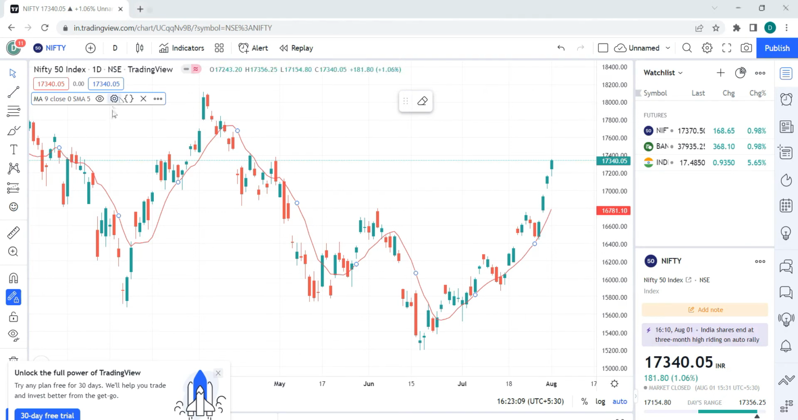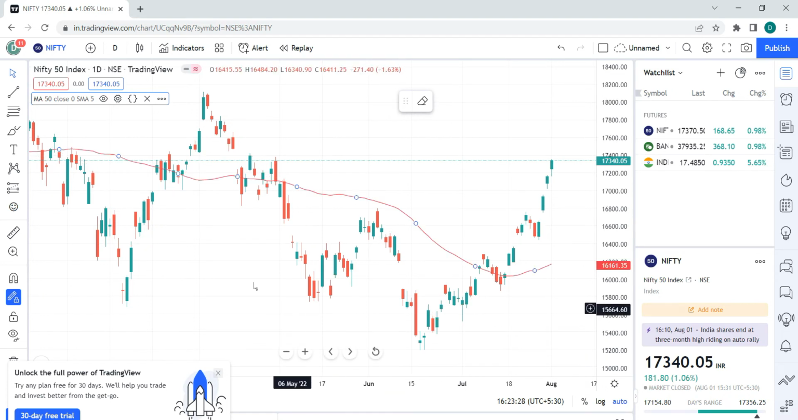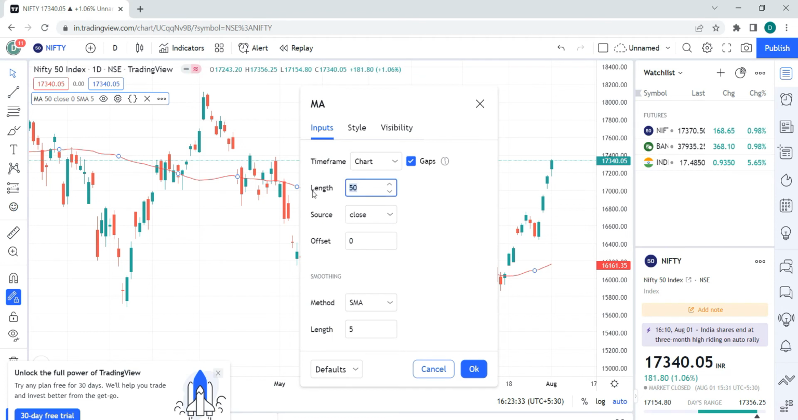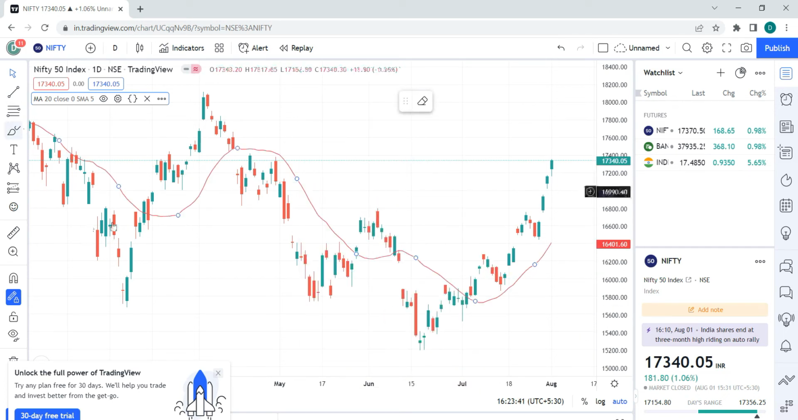I'll just show you, so kindly observe the line here. If I change the length, how does it change? Now I have given 50, so it is a 50 MA. You can see how the line changes here. Now if I give a lesser length, say 20, you can see the changes in the curve of the line according to the length you give.